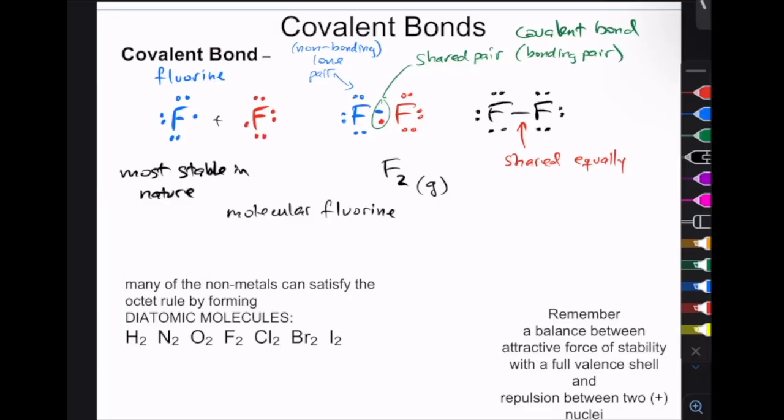There are a couple of other elements that when you find them in nature will also do this. It's called a diatomic molecule, by the way. And there's about 7 of them that will do this. And here they are: hydrogen gas, nitrogen gas, oxygen gas, fluorine, chlorine, bromine, and iodine gas. As a gas, all right? These will all be found in nature diatomically.